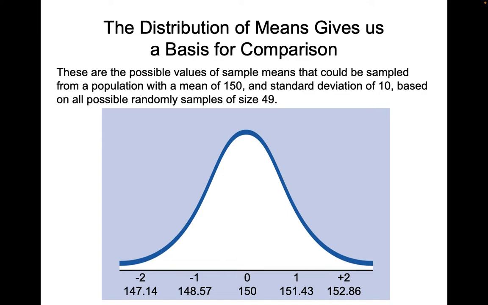And so when we actually do our study, and we get the 49 people that are going to be in our class, we have a basis for comparing: is that a high or a low average that we got in our 49 people in our class?